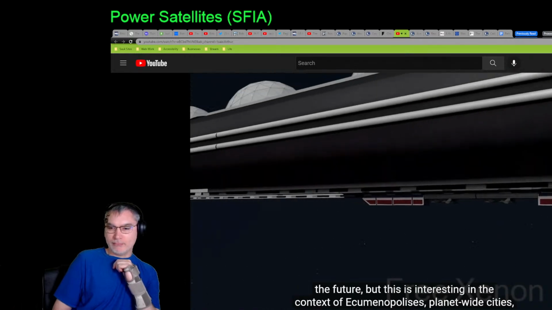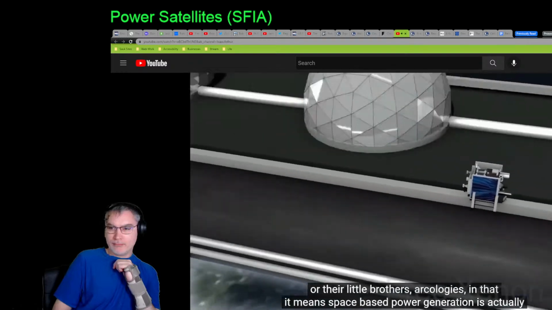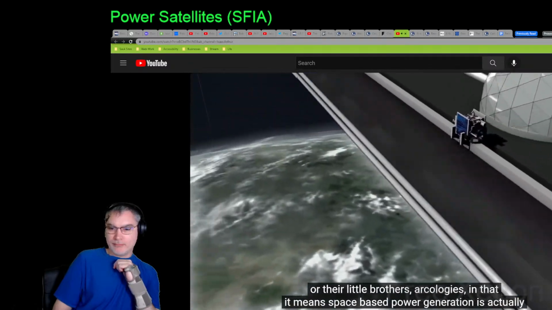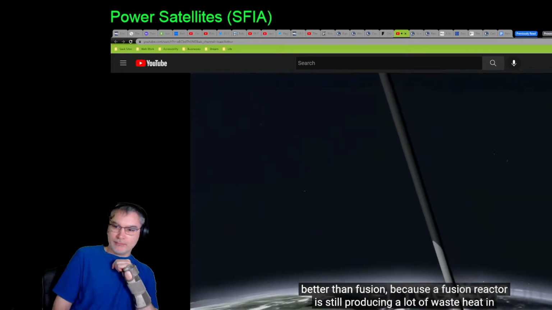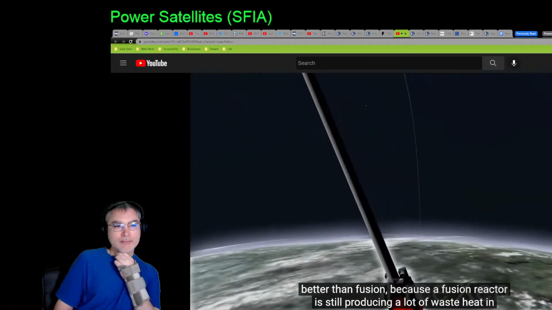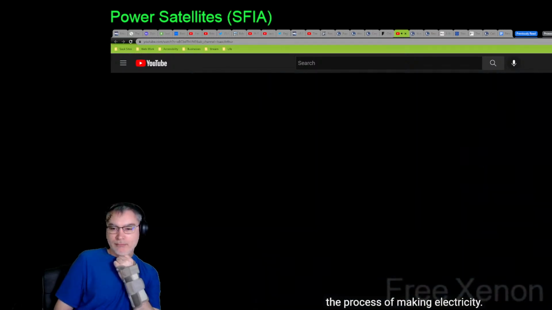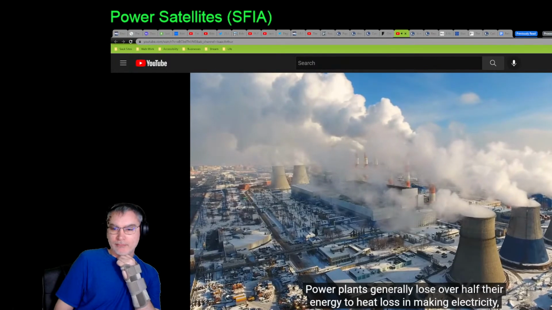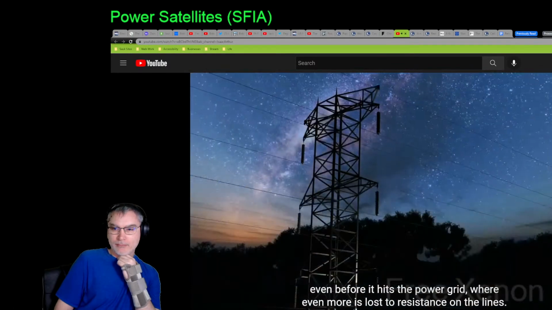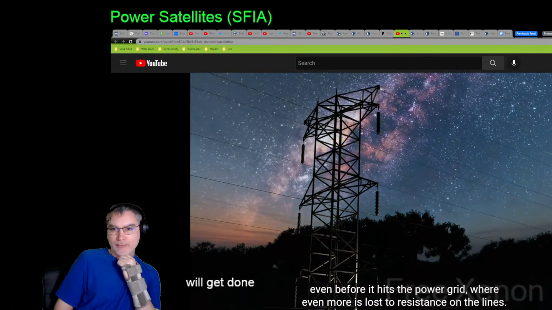But this is interesting in the context of Ecumenopolises, planet-wide cities, or their little brothers or colleges, in that it means space-based power generation is actually better than fusion, because a fusion reactor is still producing a lot of waste heat in the process of making electricity. Power plants generally lose over half their energy to heat loss in making electricity, even before it hits the power grid, where even more is lost to the resistance on the lines.